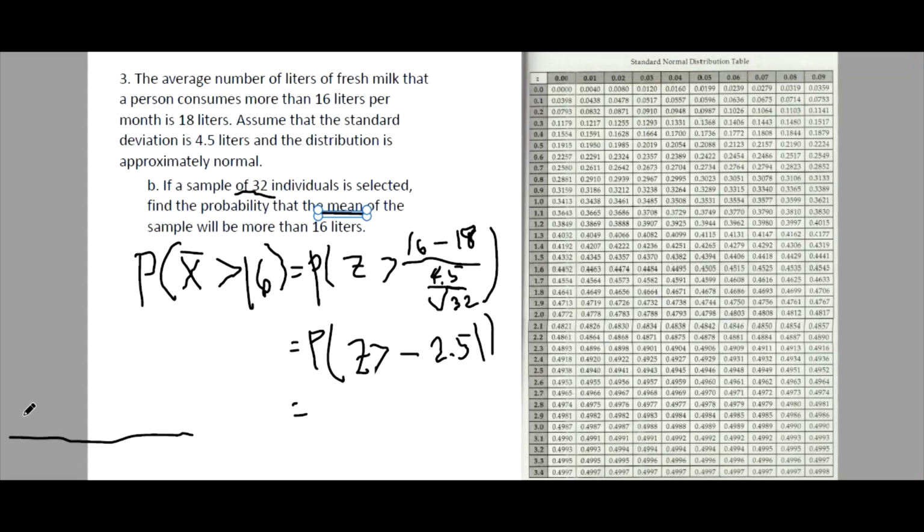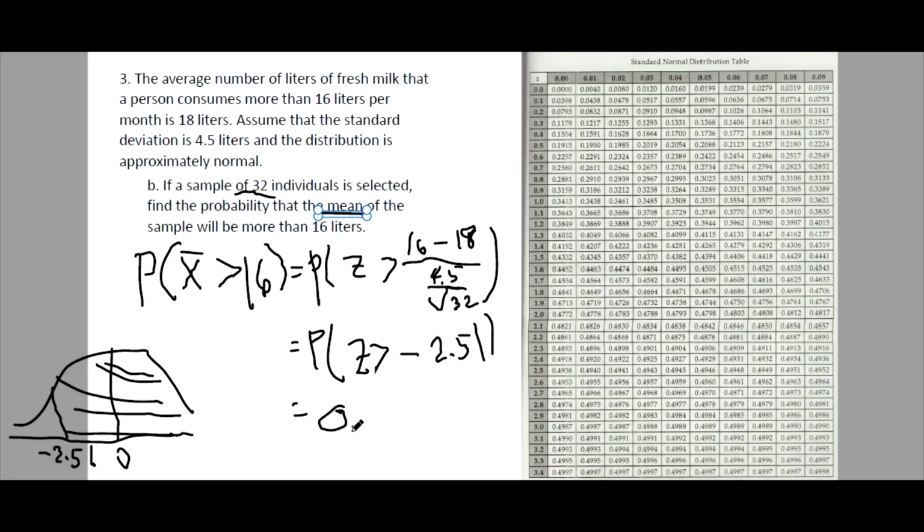So let's draw the normal curve. 0, negative 2.51 is here, and then greater than, so this one. So therefore we have 0.5 plus the area of negative 2.51, which is 0.4940. So therefore the probability is equal to 0.9940. Okay, the probability that the mean of the sample will be more than 16 liters is 0.9940.